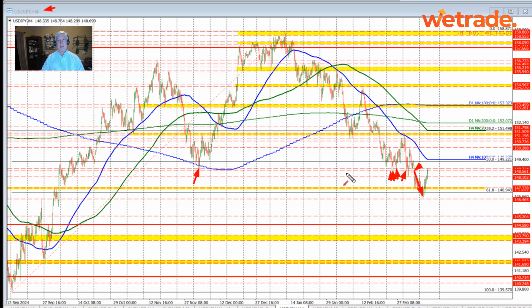Now we're rotating back up to that swing area. I should probably put it in yellow. We'll put it in yellow right through here. This is the area of interest right now for this pair. If we break above it, then we start to look toward the 50% retracement of this move to the upside right through here.